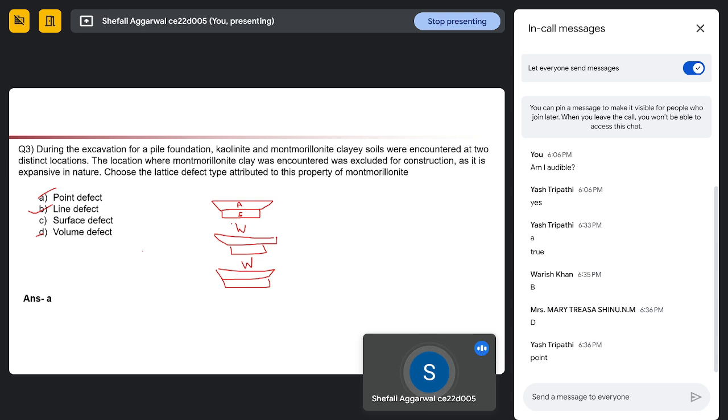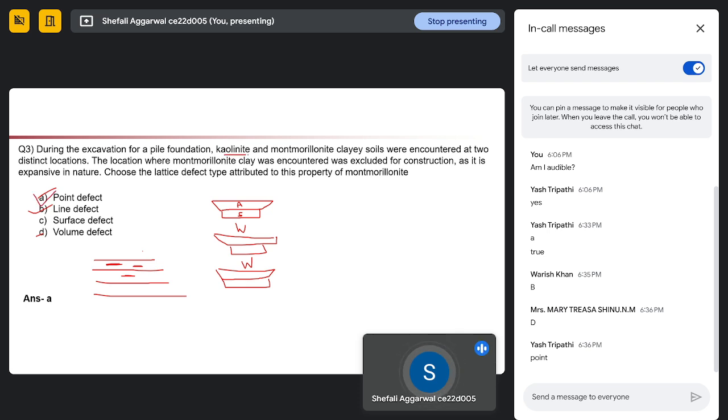So why it is not a volume defect is that it's not in the three-dimensional area. That void is not a three-dimensional area. It is a layer by layer thing, so it is actually a two-dimensional thing. That's why we are saying the water will be filling in this area and swelling of clay will be there. So that is a type of point defect.